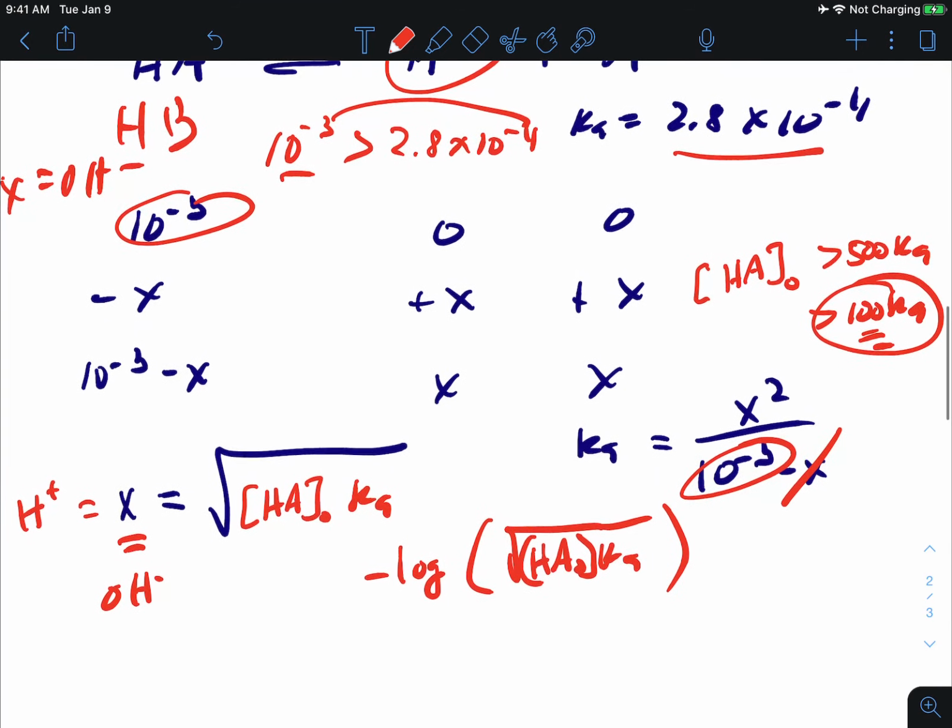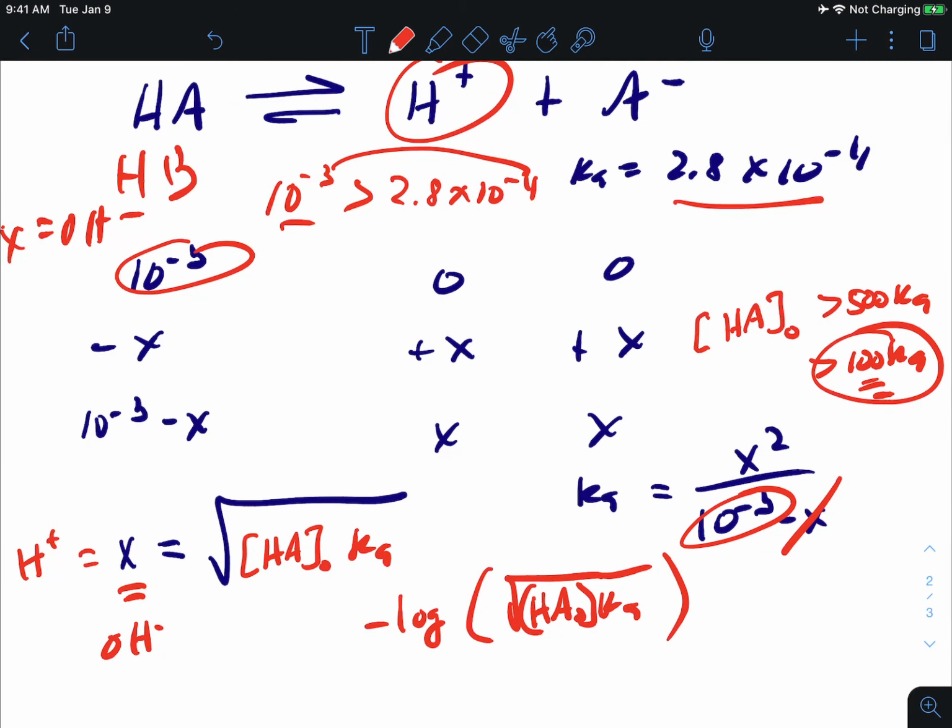But that's really the difference between strong and weak. Strong is just the initial concentration. Weak is going to be the square root of the initial concentration times the Ka, and if it's a base, the Kb. So that's one of the important things I wanted to delineate for you here and really stress. When you get a problem on an exam or SmartWork, whatever, immediately look at whether or not you can use the shorthand.